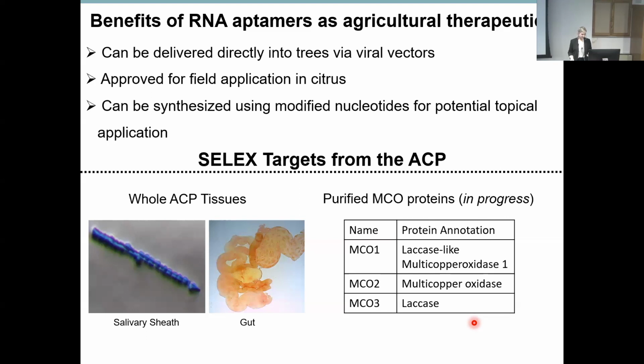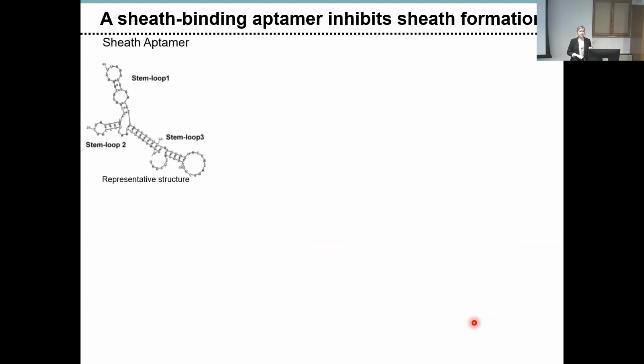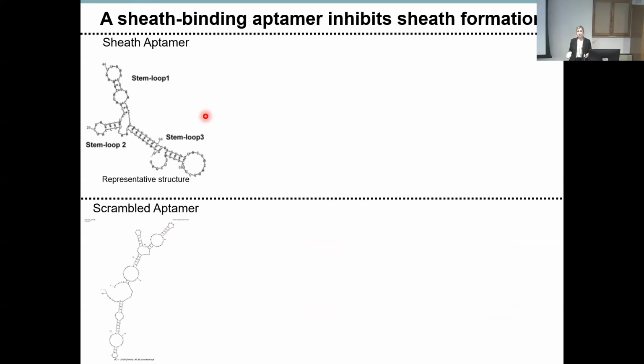And so what I wanted to do was focus on the aptamer we had and just see whether it had an effect. So to do this, I first did a predicted secondary structure of the aptamer. And this is a representative structure, but I'll say that this structure has 3 potentially active stem loops. And then I took the sequence of this RNA molecule and I scrambled it to generate a control that has the same ratio of nucleotides, but a very different secondary structure.